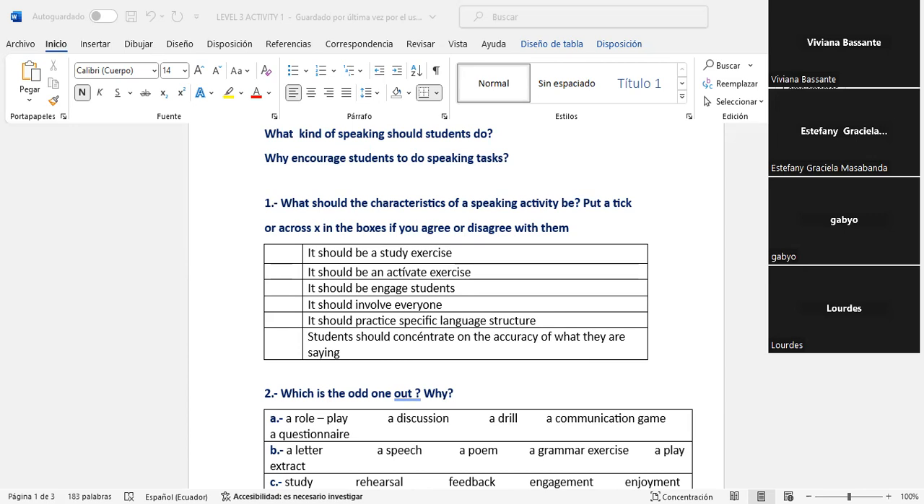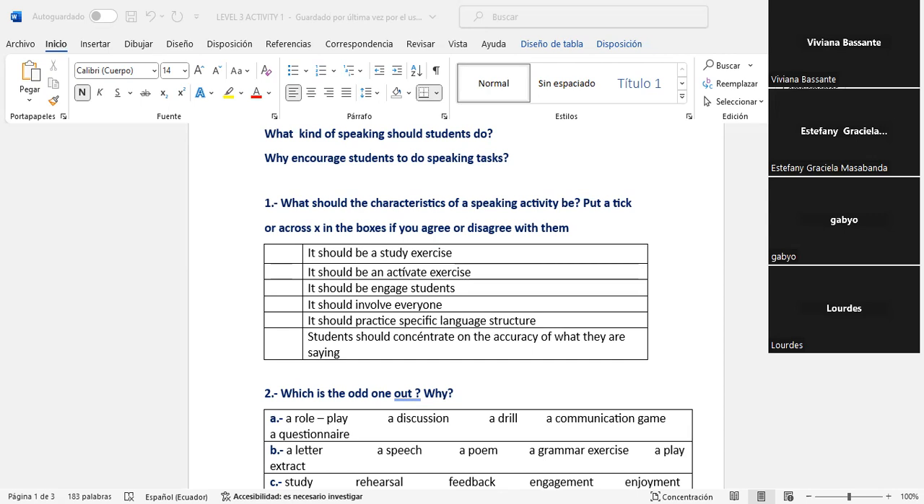Stephanie, it should be an activate exercise. This is a characteristic of a speaking activity. Did you put a cross or a check? Tick, I think. Because in that part, the students will produce or apply the grammar and vocabulary when they speak or talk about any topic. Yeah, you put a check.